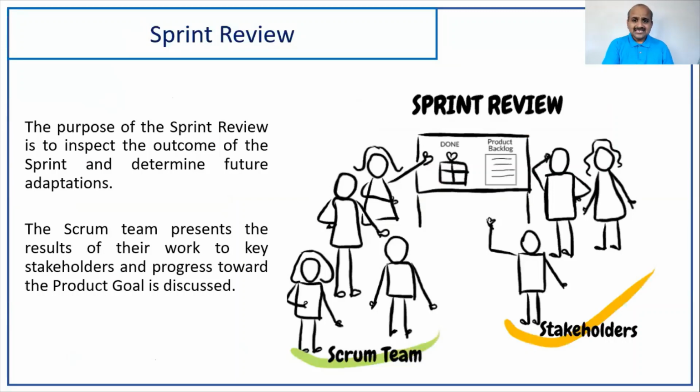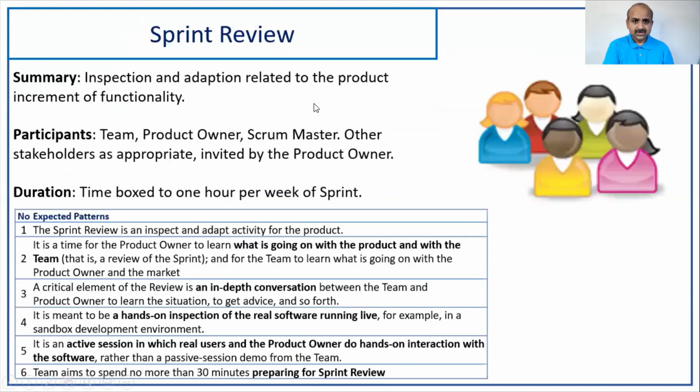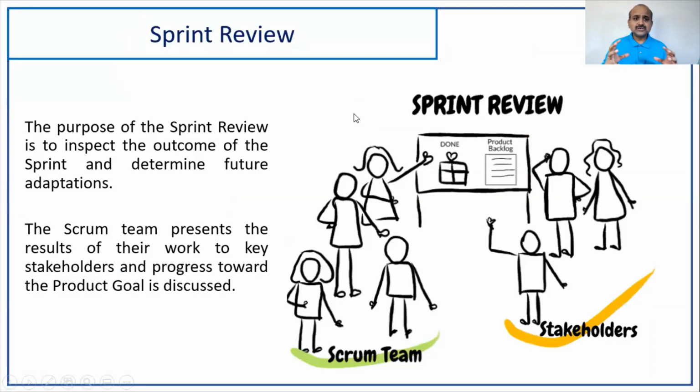Now, what is the review event, my friends? The purpose of sprint review is to inspect the outcome of the sprint and determine future adaptations. That means this is a working session. Sprint review is not a presentation. It's a demonstration, but not just a presentation. We converse with the stakeholders and say, here is the outcome of what we have achieved as part of the sprint, and this is how we're going to do future adaptation.